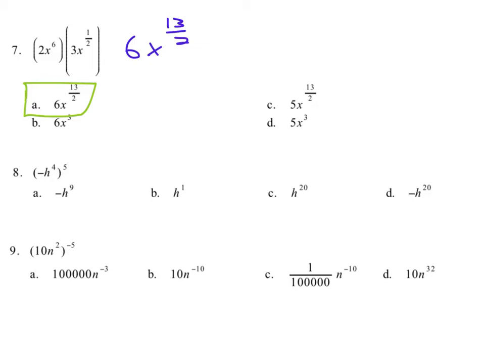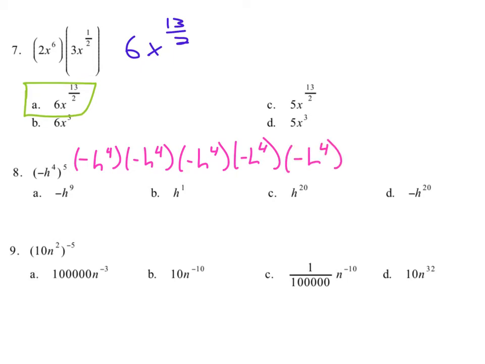Okay, this one has an interesting little twist in it. Not a twist, it's just you've got to know what to do. You're raising negative h to the fourth to the fifth power. So you're essentially saying negative h to the fourth times negative h to the fourth, and I know you know that that's what it means, times negative h to the fourth. The reason that I'm doing it is because I want you to get your mind around something I'm going to suggest here, which is this.